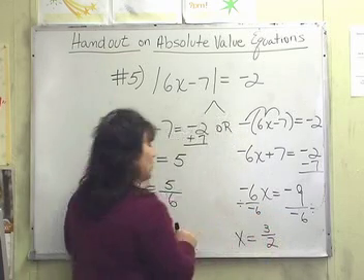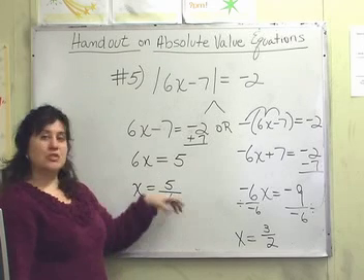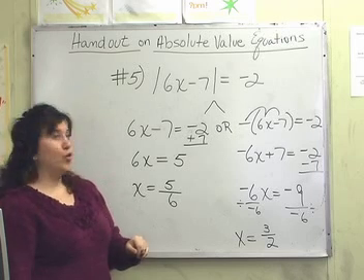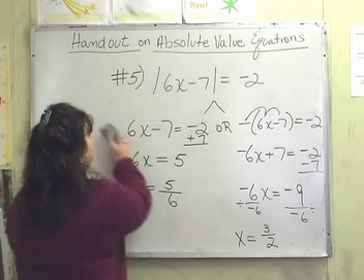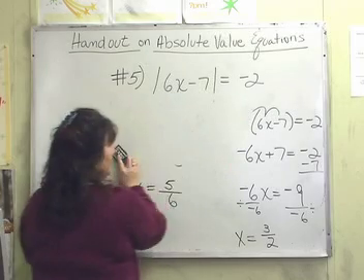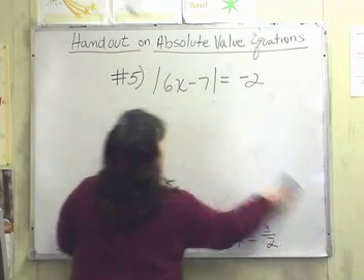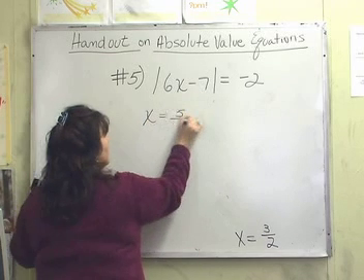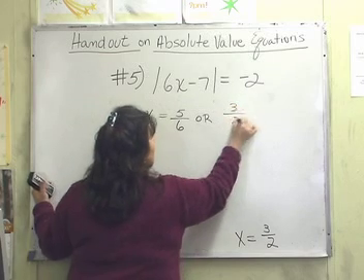3/2. So when you have solved for both equations, your possible solutions are x equals 5/6 or x equals 3/2. Now we need to check our solutions. All right. So we're saying x equals 5/6, or we said x equals 3/2.